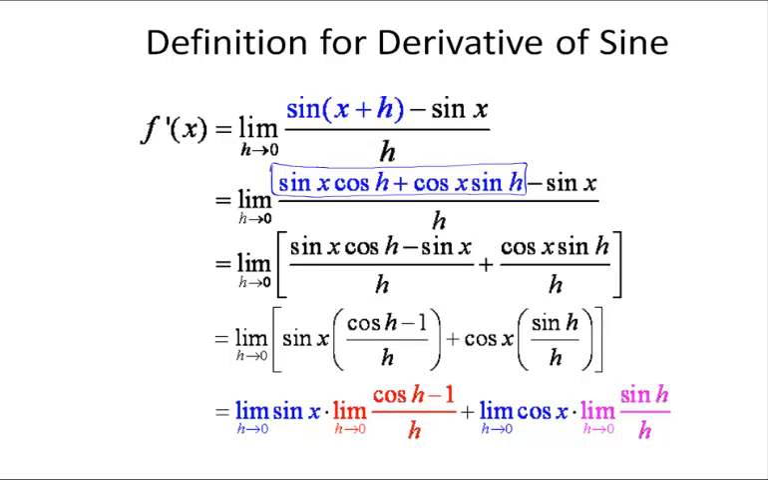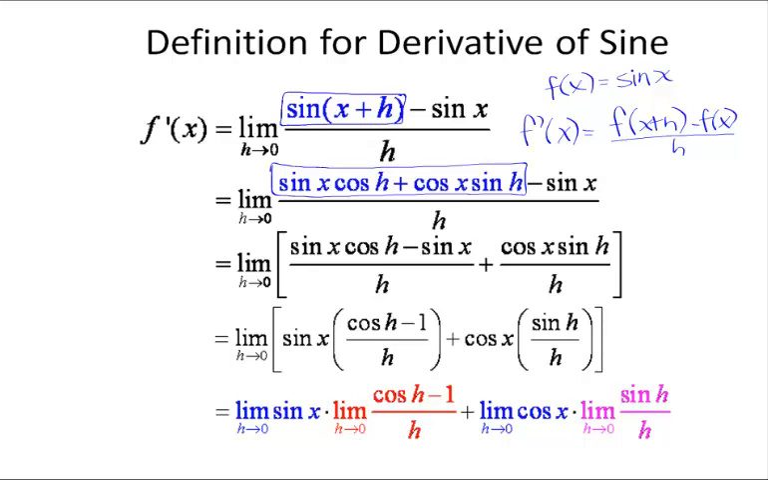So remember, the definition of the derivative is f of the quantity x plus h minus f of x all over h. For us, f of x is the sine of x. You can see that all I've done here is fill in the pieces of the definition of the derivative using f of x and f of x plus h.